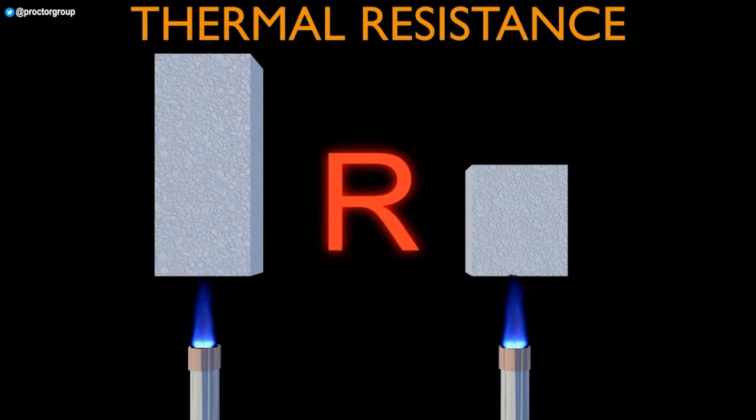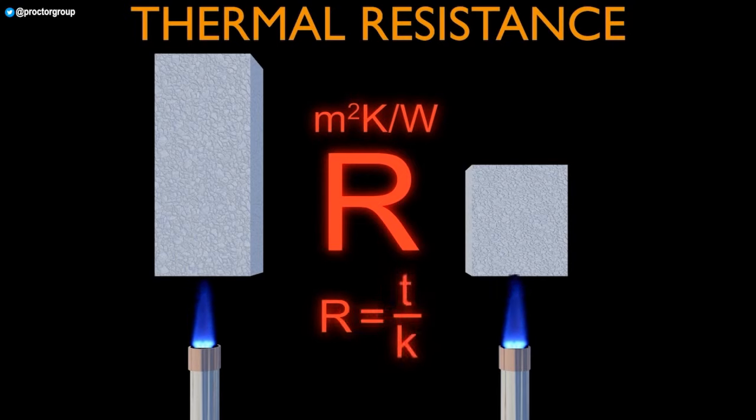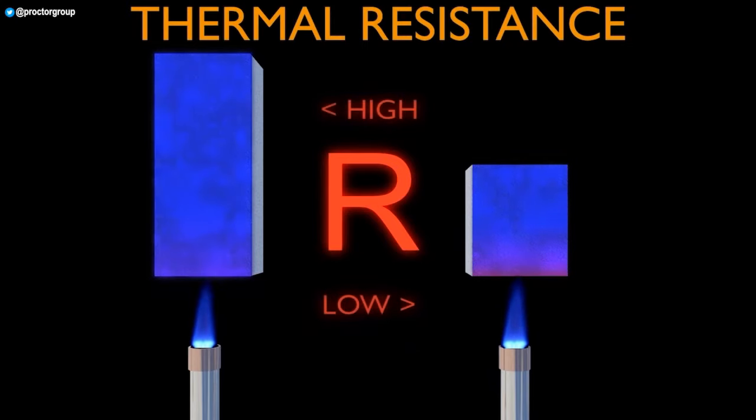If we want to include thickness as a factor, we need to look at the thermal resistance, or R value. This is measured in meters squared Kelvin per watt and is calculated by dividing the thickness of a material in meters by its thermal conductivity. For a given material, the thicker a block we use, the higher the R value will be, and therefore the greater its insulating effect. Thermal resistance is directly proportional to thickness, so looking at the two blocks of concrete shown here, if we halve the thickness of the block, we will double the rate of heat flow through it.